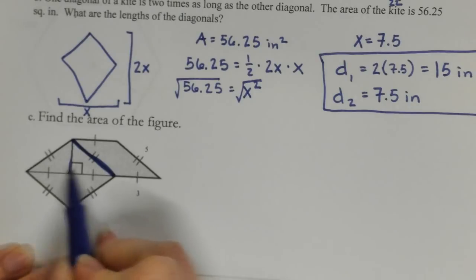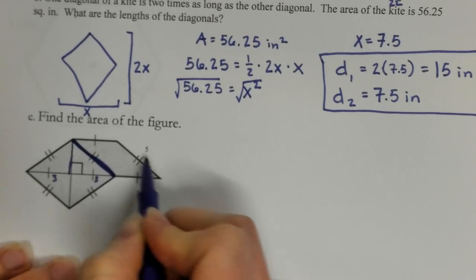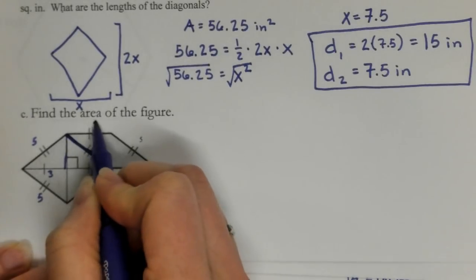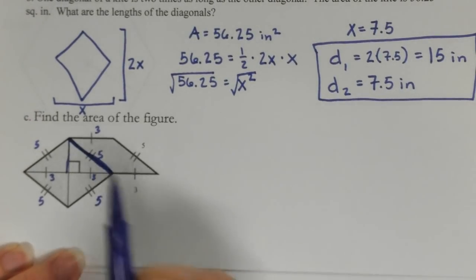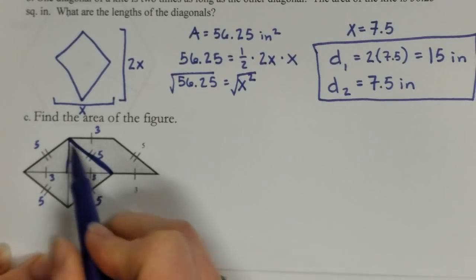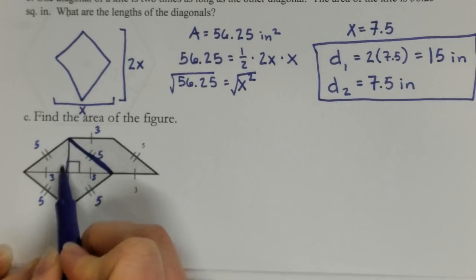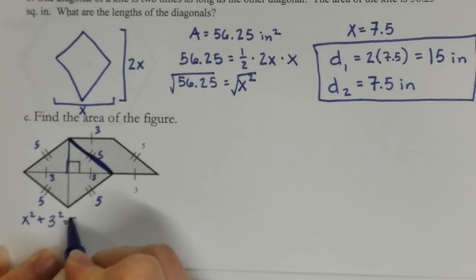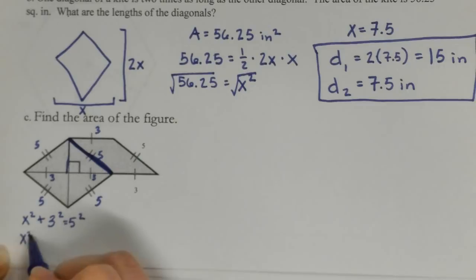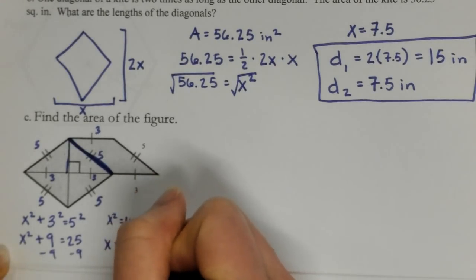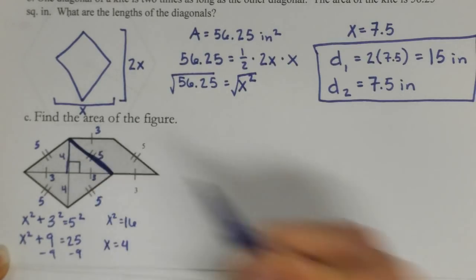Now, this is 1 tick mark, so all of those are 3. Double tick marks are 5. So, if you see, there's a right triangle. So I can find this length right here by using Pythagorean theorem. X squared plus 9 equals 25. X squared equals 16, so x would be 4. So there's my 4.